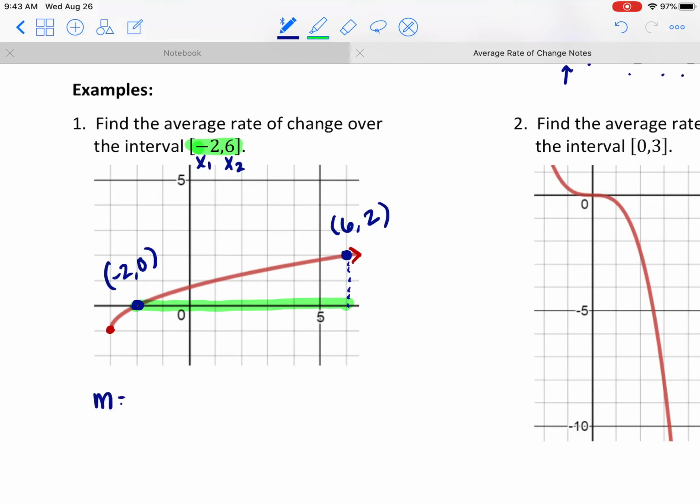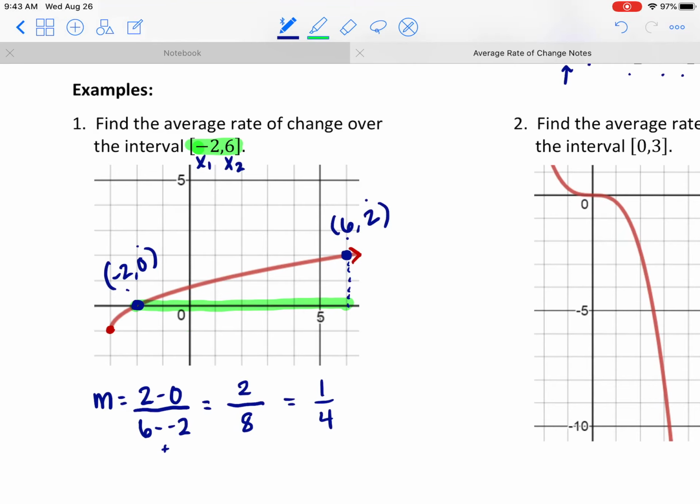So our slope now is going to be y2 minus y1, which is 2 minus 0, over x2 minus x1, that's 6 minus a -2. So 2 minus 0 on the top is 2. On the bottom, the double negative there becomes a positive, and 6 plus 2 is going to make 8. And then 2 over 8 reduces to 1/4. So the average slope over that interval is 1/4.